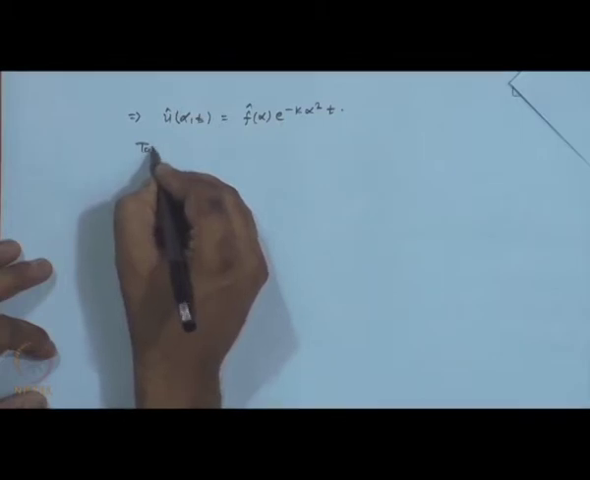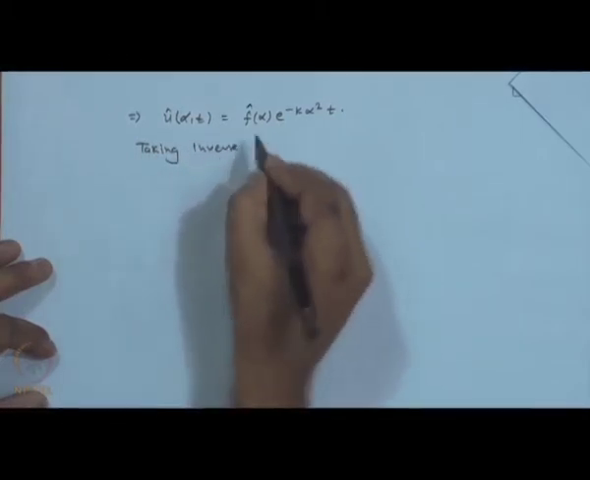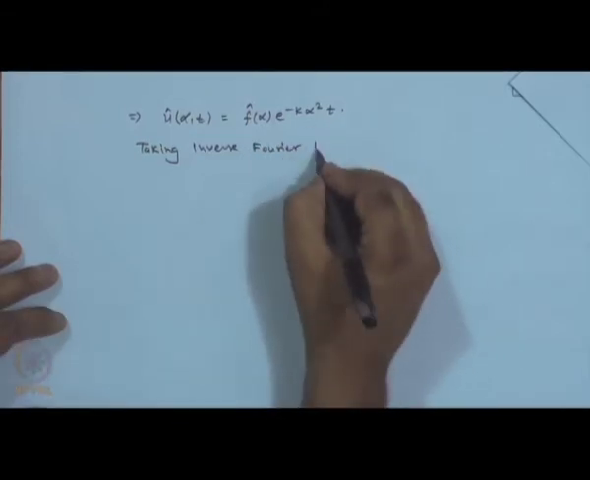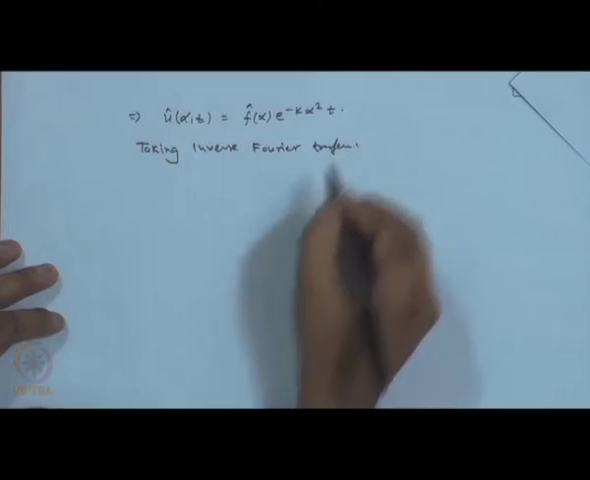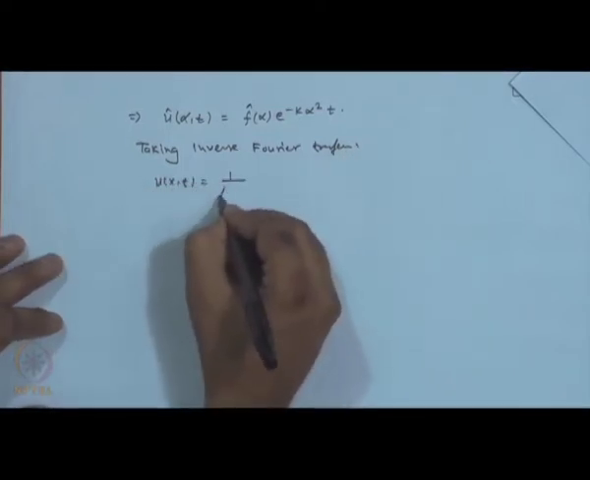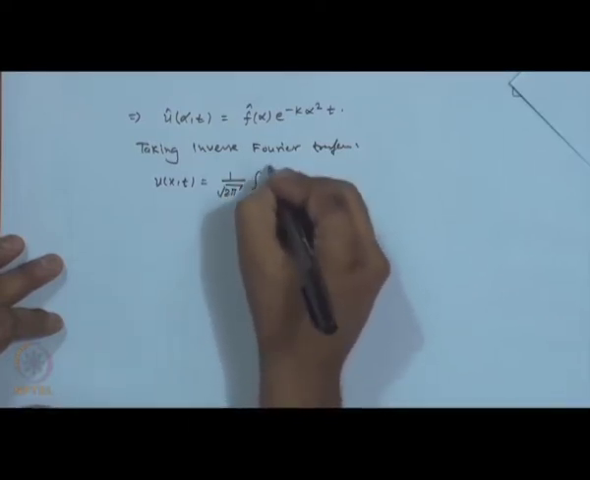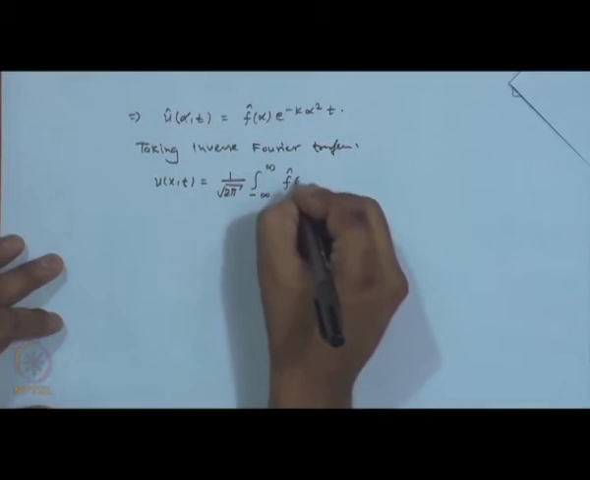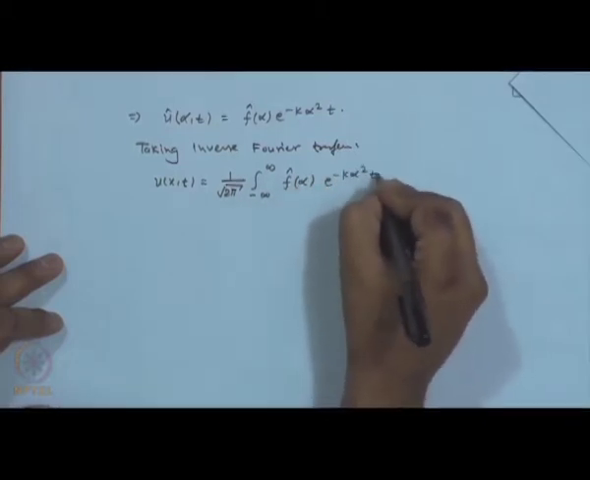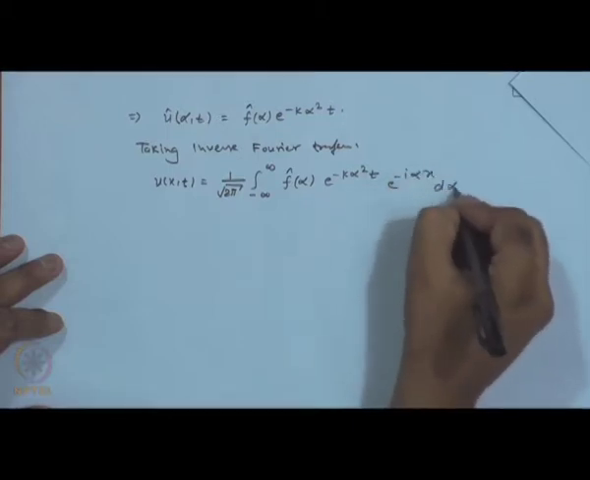Now, we take the inverse Fourier transform, not the Laplace, the Fourier transform. What we get for u(x,t), if we directly apply the definition of the inverse, is the integral of f hat alpha, e to the minus k alpha square t, and e to the minus i alpha x, d alpha.